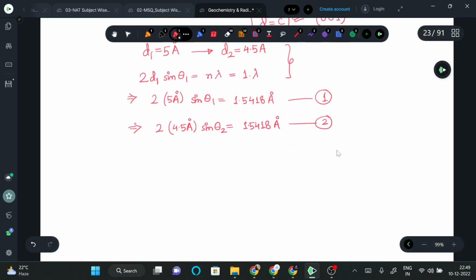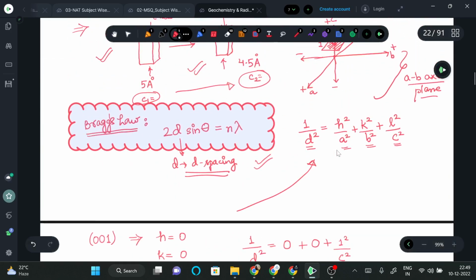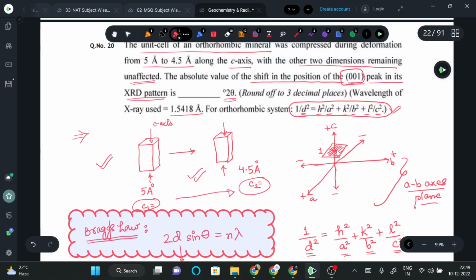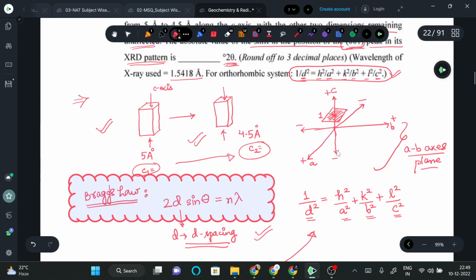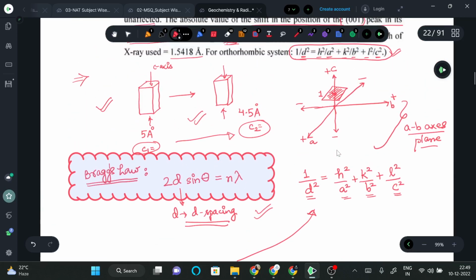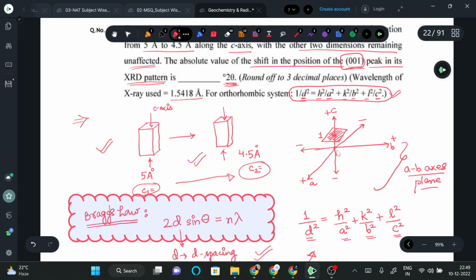Now let's calculate theta 1 and theta 2. We need to get theta 2 minus theta 1. That will give us theta, but the question asks for degree 2 theta, so we will multiply it by 2. Don't forget this, it is crucial.